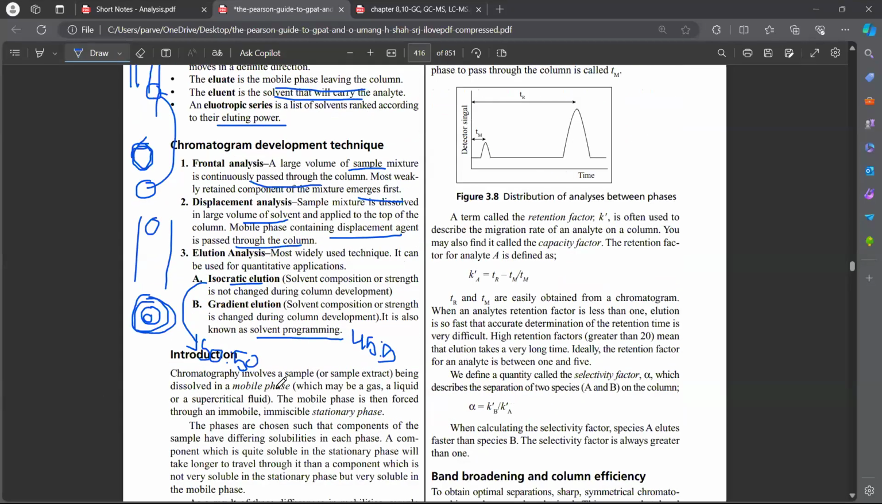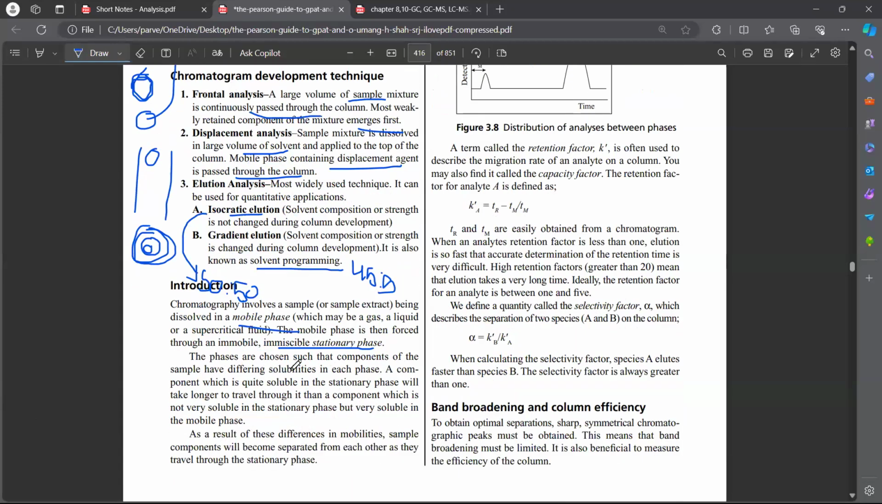As I mentioned, chromatography involves a sample being dissolved in a mobile phase. Whatever sample is administered is dissolved in the mobile phase, and the mobile phase is then forced through the immiscible phase, which is known as the stationary phase. Here you have to remember one point: the stationary phase and the mobile phase do not interact with each other. They are both immiscible with each other. This must be remembered, guys. The phases are chosen such that the components of the sample have different solubilities in each phase. The component which has more solubility in the mobile phase will be eluted out first. Then the components which have more solubility in the stationary phase will be retained in the column and will be eluted out late.